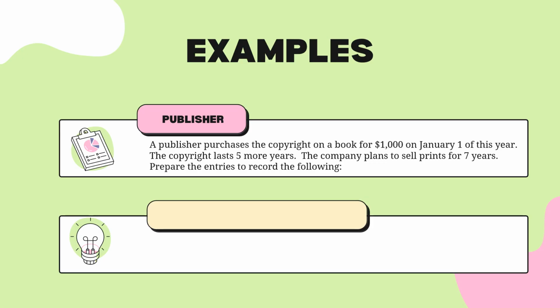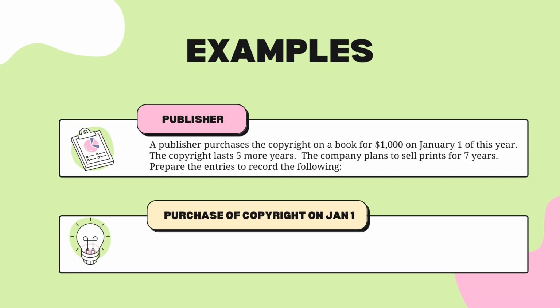Let's take a look at some examples. First, we have a publisher. A publisher purchases the copyright on a book for $1,000 on January 1st of this year. The copyright lasts 5 more years. The company plans to sell prints for 7 years. Prepare the entries to record the following.